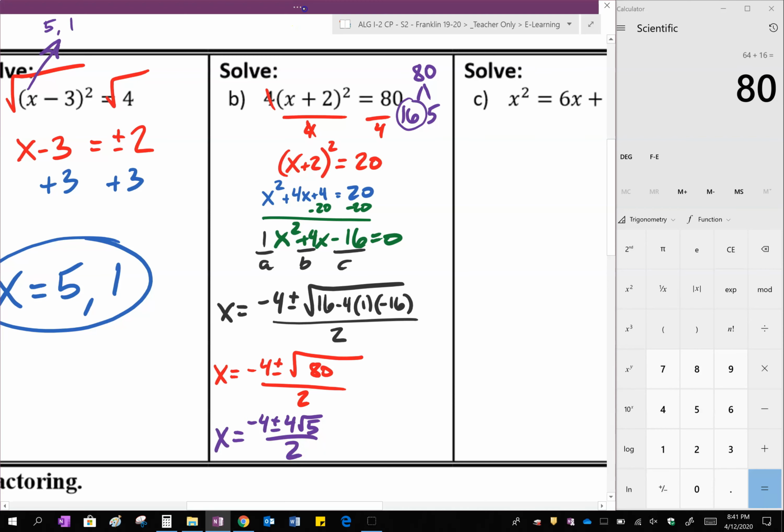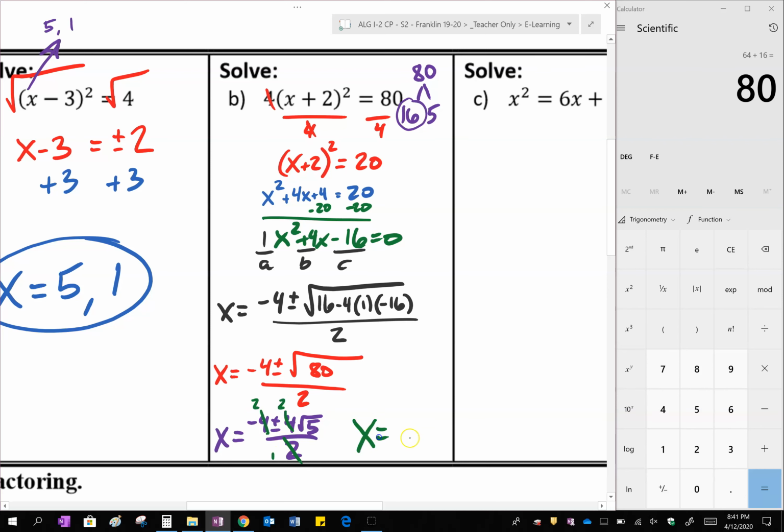So make sure you understand how we did that. We took the square root of 16, that's 4. That's how we got this 4 right here. And the 5 stays inside the radical. Now we just divide everything by 2. And x equals negative 2 plus and minus 2 root 5 over 1. So just that right there.